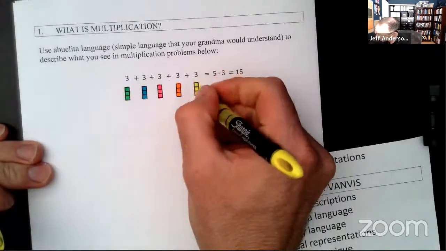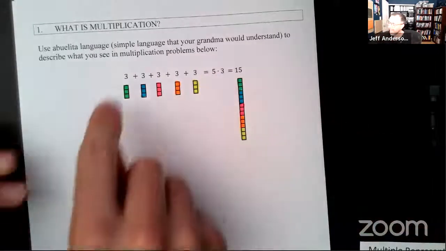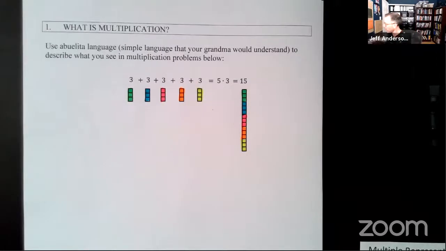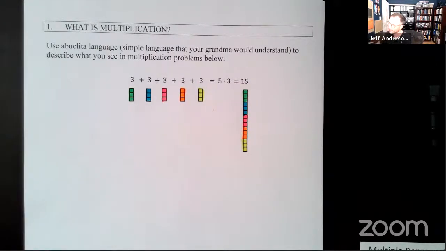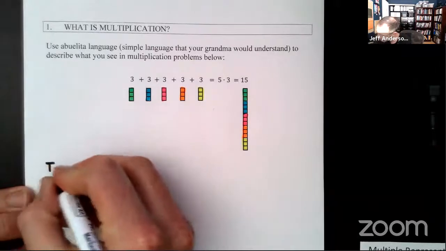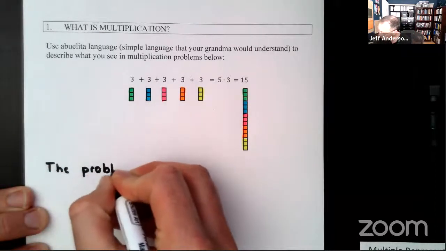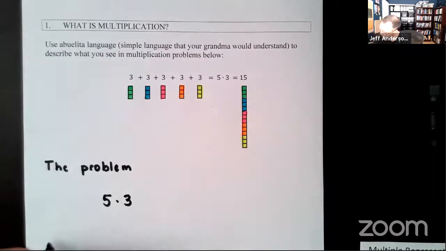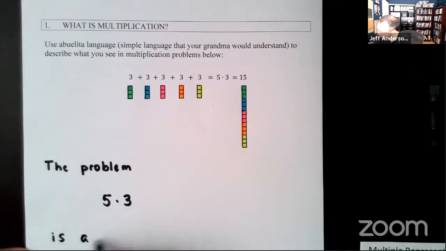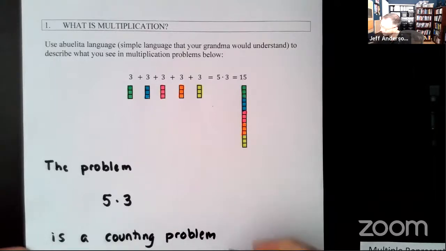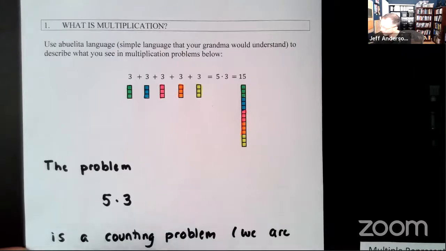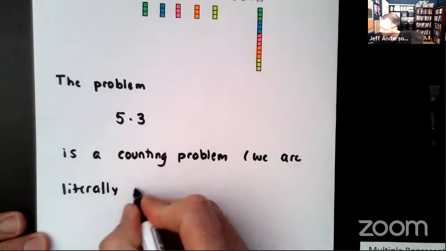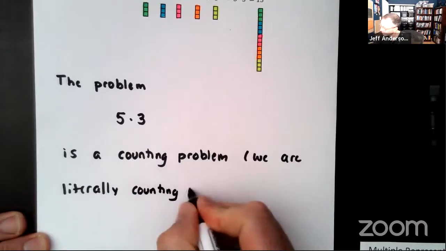And check this out. The claim that we're making here is if we count all units where we take 5 groups of size 3, the problem 5 times 3 is a counting problem. And what we mean by this is we are literally counting objects.